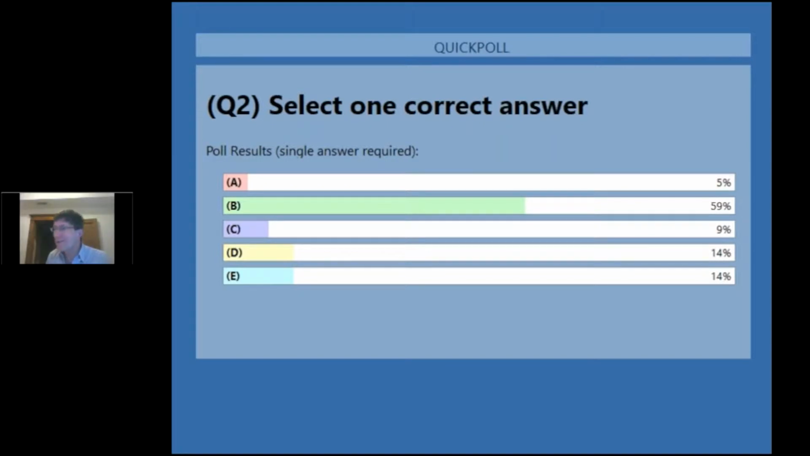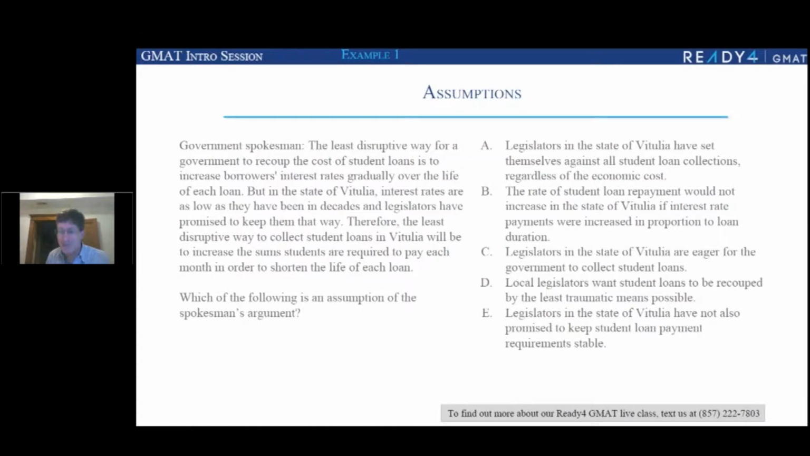All right, well, let me just hold off on what the correct answer is for just a moment. Let me work through the question with you guys a little bit. So let's talk about what the plan is about. So the plan is for the government to recoup the cost of student loans. Okay. So we want to recover the loan money.